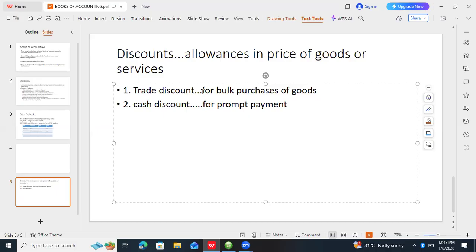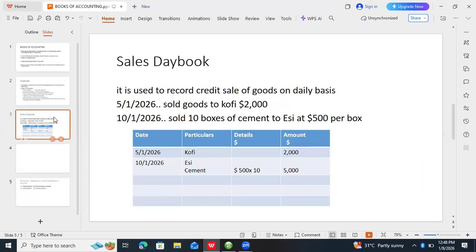But the one that the accountant records in his books or in the books of the business is the cash discount. The trade discount, we take care of them when we are preparing our day books. How do we do that? It's an allowance, it's a reduction, so we less it from the gross figure.